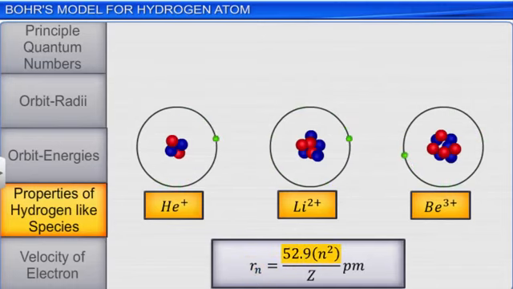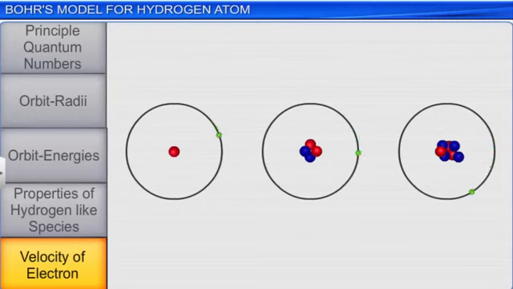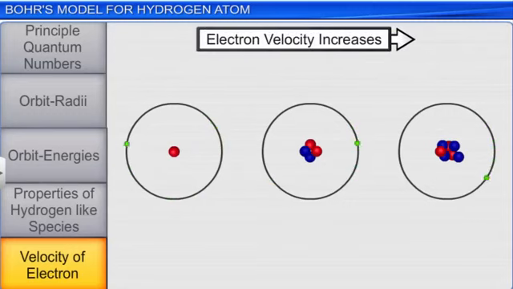From the orbit energies and radii equations of hydrogen-like ions, it can be deduced that with increase in Z, the value of energy becomes more negative and the radius becomes smaller. Bohr's theory also states that the magnitude of velocity of electron increases with increase of positive charge on the nucleus, that is, increase of atomic number, and decreases with increase of principal quantum number.